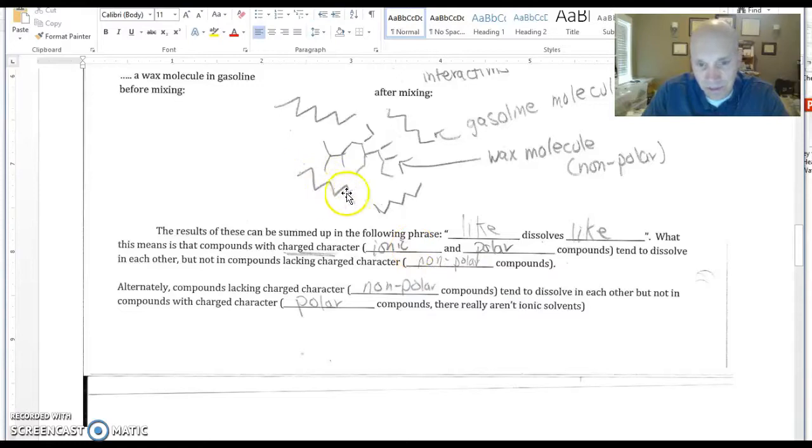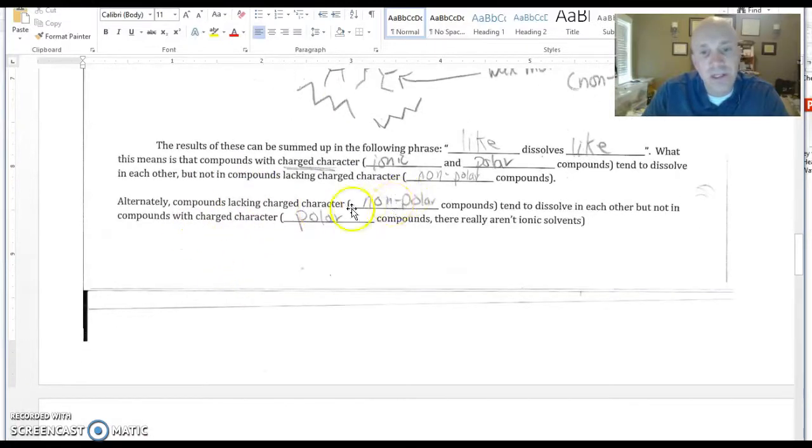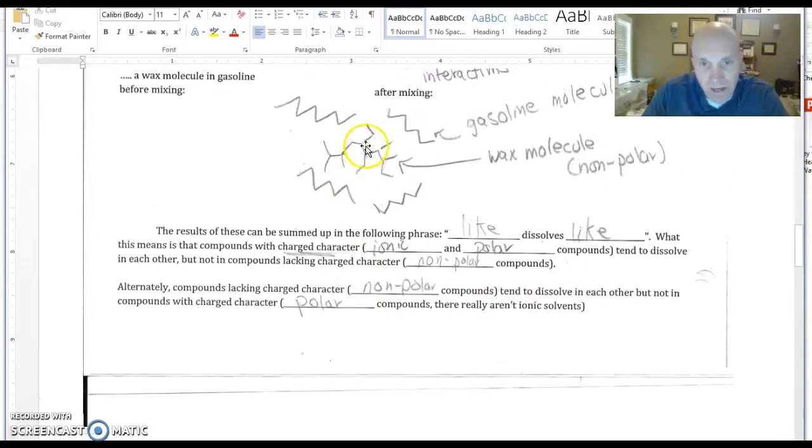All right, this is an example of a nonpolar compound. There are no positive and negatively charged atoms. There's no delta positives or delta negatives on it either. So alternately, nonpolar compounds tend to dissolve in each other, such as when wax would dissolve in gasoline. Some other things that you would expect to do this, something like mineral oil or baby oil would mix very well with gasoline.